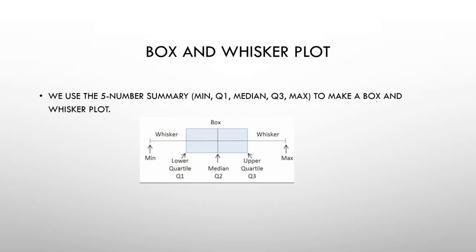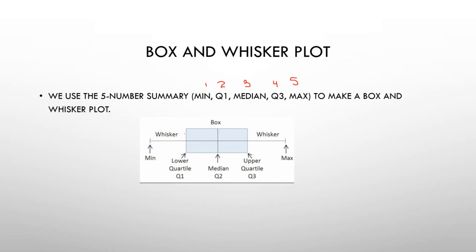And to make your box and whiskers plot, we use what's called the 5-number summary. So the first number is the minimum, the second number is Q1. Q1 just means the lower quartile. Your third number is the median. Your fourth number is Q3. Q3 is what we call the upper quartile. And then the fifth number is the maximum.